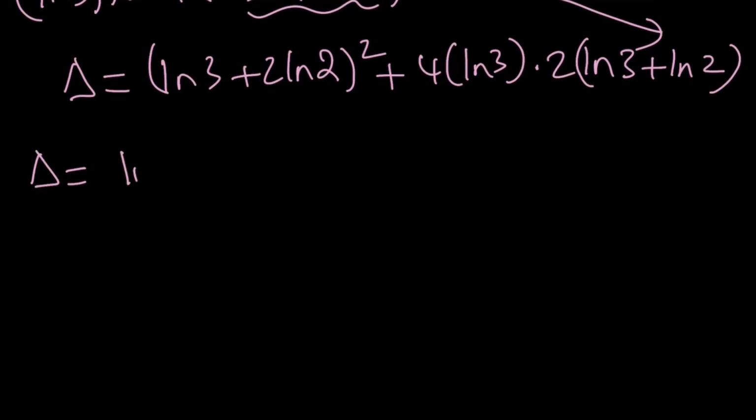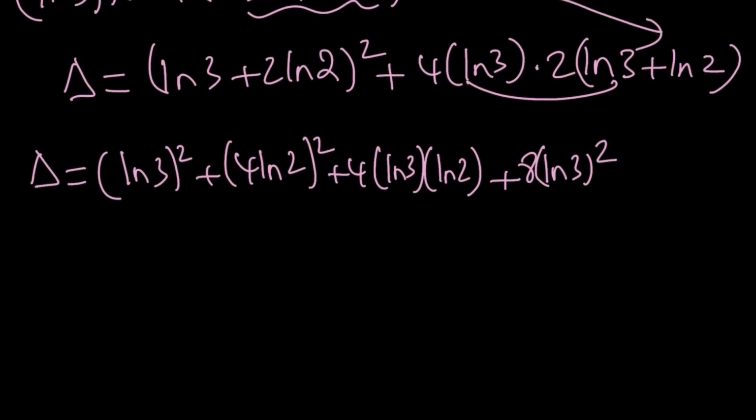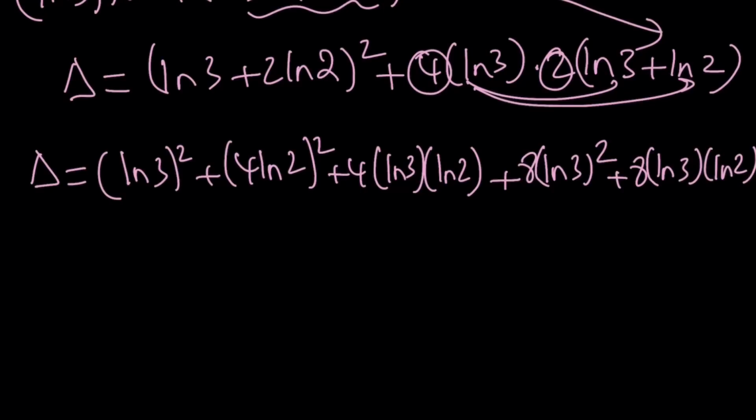When we square this, we get ln 3 squared plus 4 ln 2 squared plus 4 times ln 3 times ln 2, plus when we distribute this, we get 8 ln 3 squared. Notice that they're both ln 3, and this one is going to give us plus, and by the way, don't forget this is always 8 because 4 times 2, it's going to be 8 times ln 3 times ln 2. Awesome. Let's simplify this and make it awesomer.